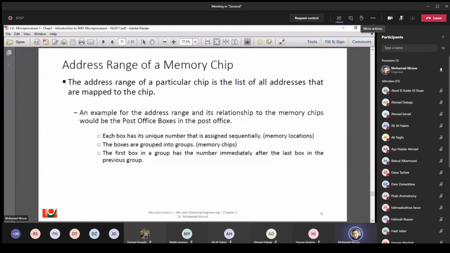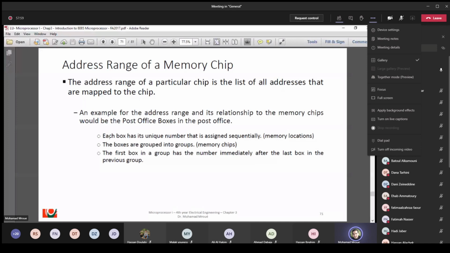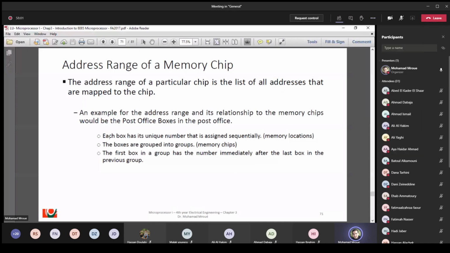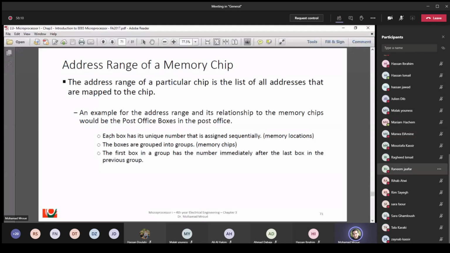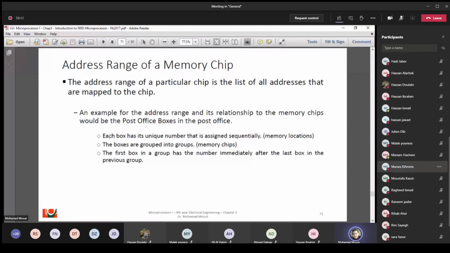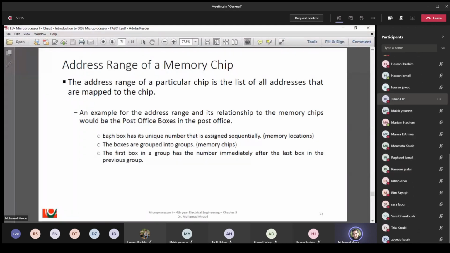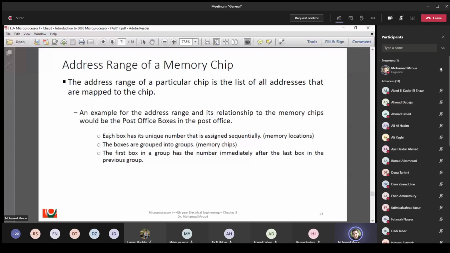An example for the address range and its relationship to the memory chips would be, for example, the post office boxes in the post office. Each box has its unique number that is assigned sequentially. So here it's equivalent to considering memory locations. The boxes are grouped into groups. Okay, so each group is, let's say, a memory chip. The first box in a group has the number immediately after the last box in the previous group.